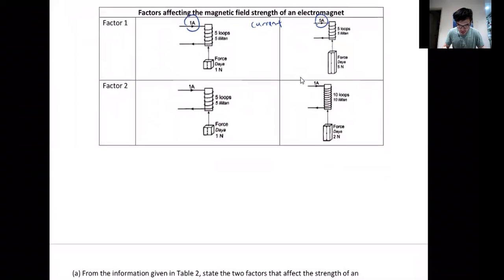And then factor 2 is, you see, this is the same now. Electricity is the same, but the loop is different. One is 5 loop, another one is 10 loop. So this one got more loop, 比较多圈圈. So this one is stronger. So the difference here is this. Okay, so there are 2 factors that will affect your magnet. Number 1 is the current, the electricity. Okay, number 2 is the number of loops. Okay, number of loops will go around the magnet.